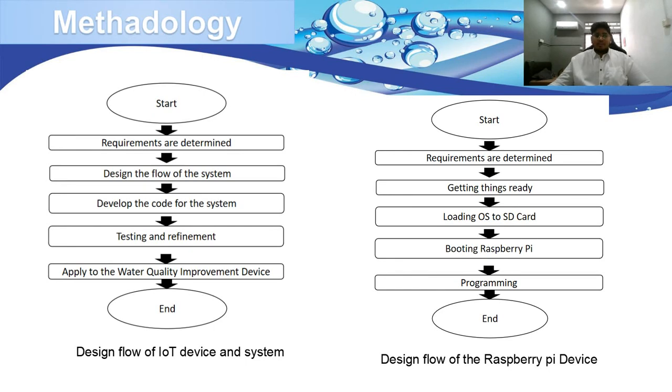And after that, the design flow of the Raspberry Pi device. The whole system starts by determining the requirements again, getting things ready, and loading everything on the SD card. An SD card is required in the case of programming a Raspberry Pi system. And you have to boot up the Raspberry Pi using another system, maybe a monitor or a laptop. After that, we have to run some programming for the Raspberry Pi system itself, and that's where it ends.